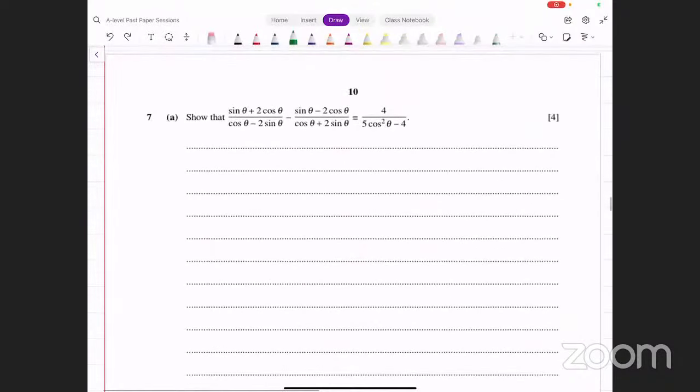Yeah, so that's it for this question. Let's move on to the next one. Now we've got trigonometry. We have to first show that this thing on the left side is equal to this thing on the right side.